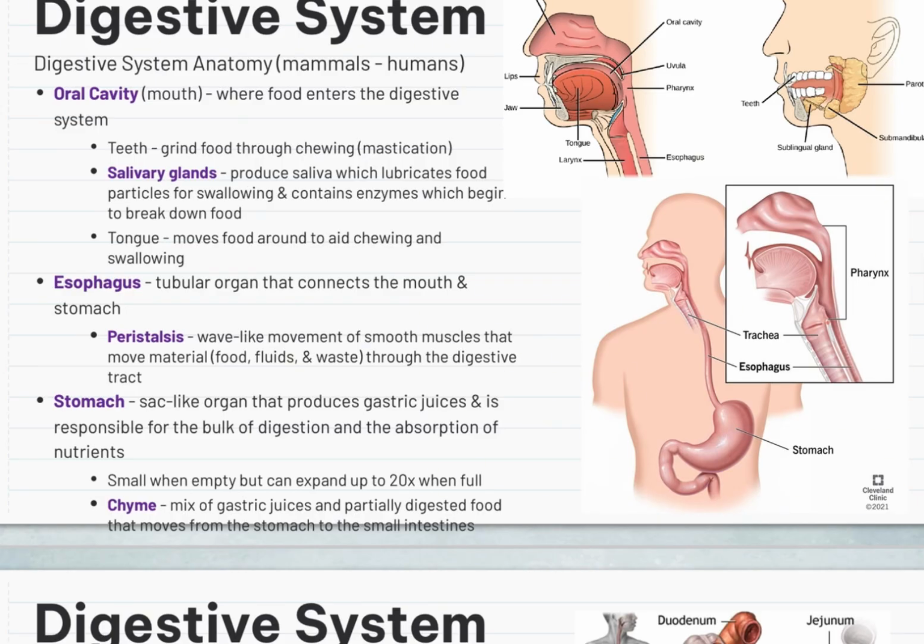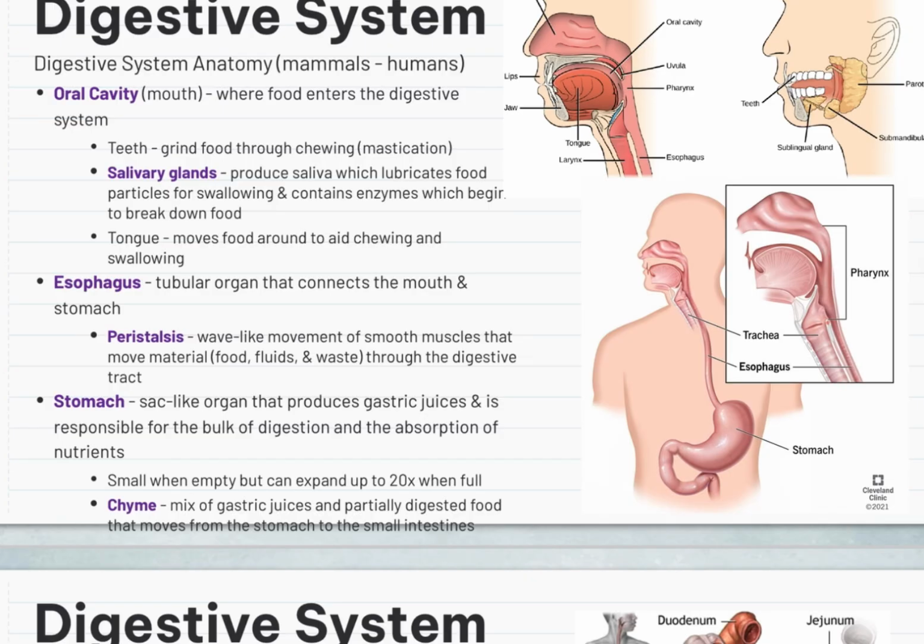Our esophagus is the tubular organ that connects the mouth to the stomach, and the way that we get the food down is through peristalsis, which is the wave-like movement of the smooth muscle that moves the material, the food, fluids, and waste through the digestive tract. And this is throughout the entire digestive tract, but we're mentioning it for the esophagus primarily, but it's also in the small and large intestines.